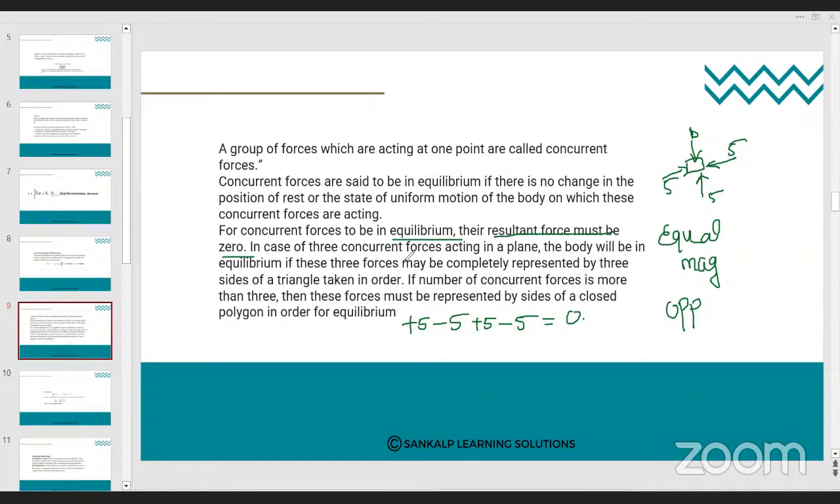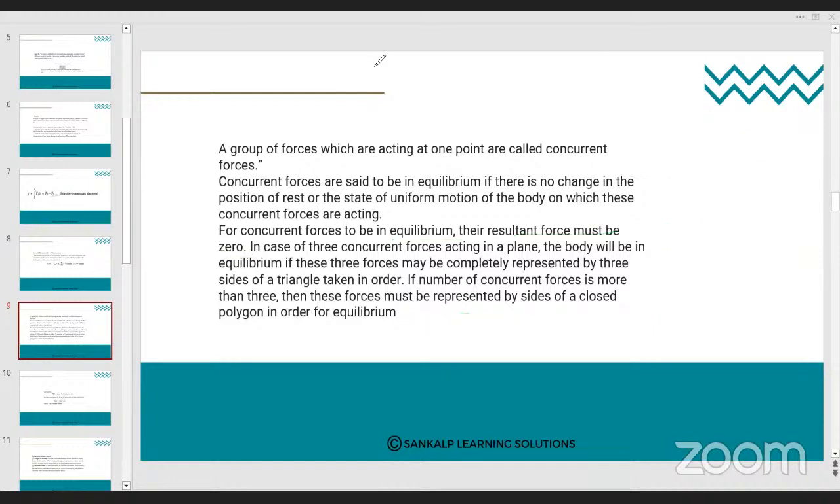In case of 3 concurrent forces acting in a plane, the body will be in equilibrium if these 3 forces may be completely represented by the 3 sides of a triangle taken in order. If the number of concurrent forces is more than 3, then these forces must be represented by the sides of a closed polygon in order for equilibrium. So with 3 forces you should represent a triangle, and with more than 3 forces you can show it with a polygon structure. I think I have the picture in the next slide.